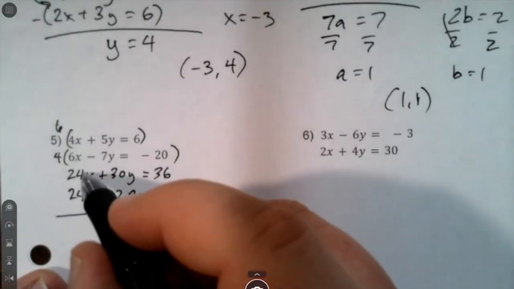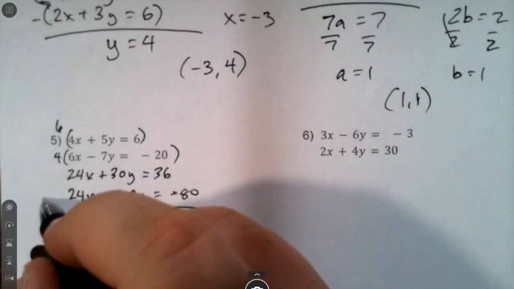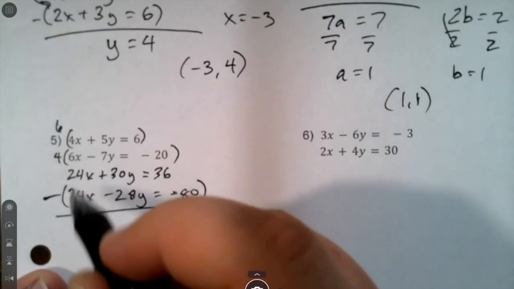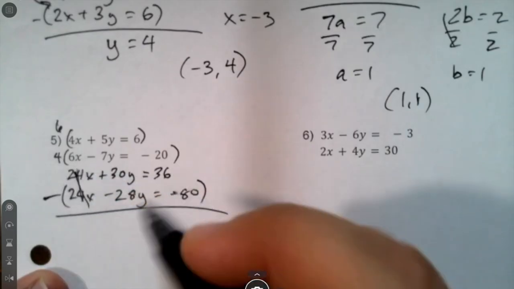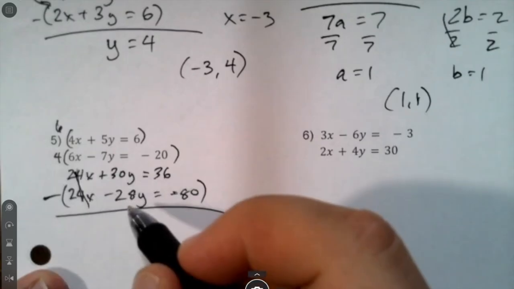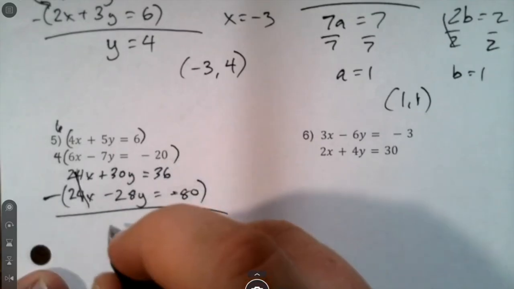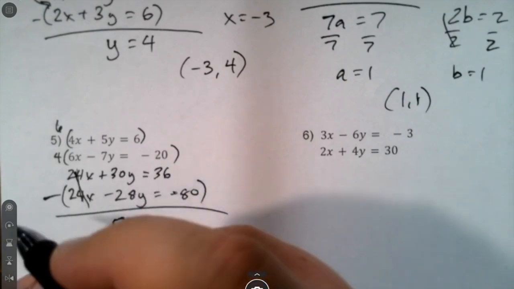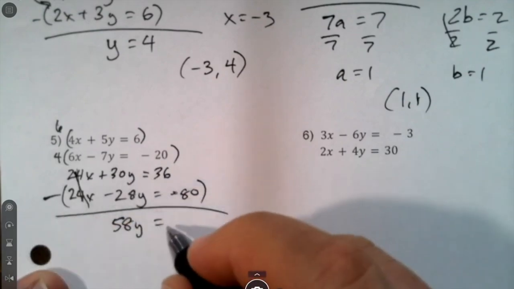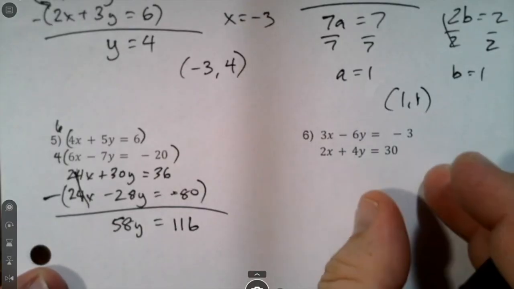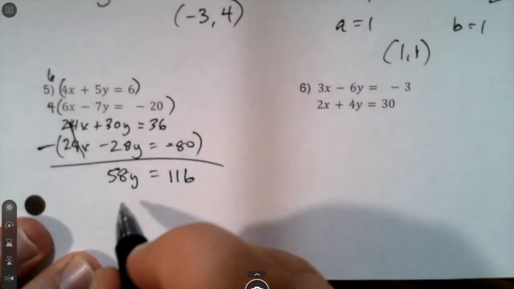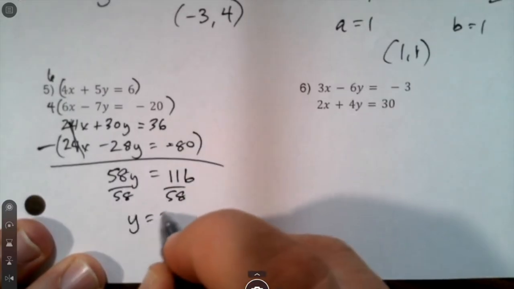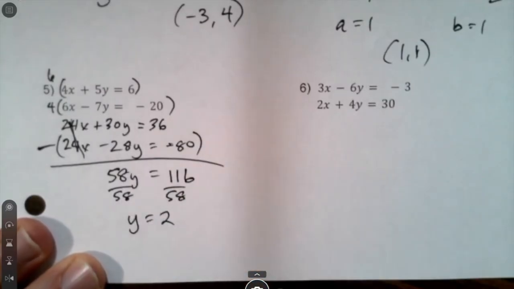And since they have the same sign, positive 24, we will subtract. Same sign, subtract. 24 minus 24 is 0, so the x's are eliminated. 30 minus a negative 28 is really 30 plus 28, so that's 58y. And then 36 minus negative 80 is really 36 plus 80 for 116. Then we divide both sides by 58. And we finally have one of the values for an ordered pair, and it is y equals 2.